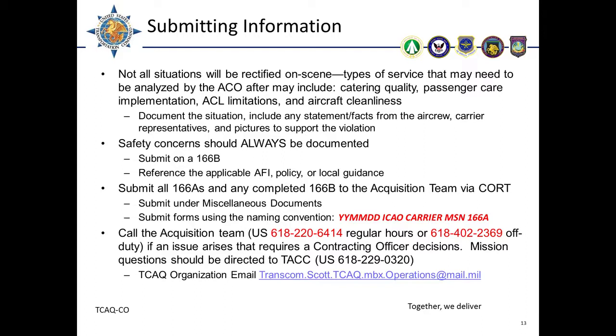Never hesitate to call our office on the numbers displayed. The 6414 number rings on everyone's phone, and the 2369 number is the duty officer's cell phone. The duty officer can be reached after duty hours for contractual issues. Please do not call this number for a routine issue or questions that can wait until the next duty day. Only call if there's a contractual issue such as passenger care or directing the contractor to deviate.